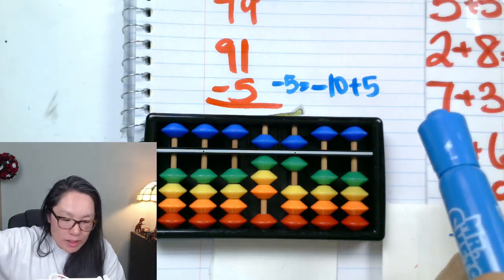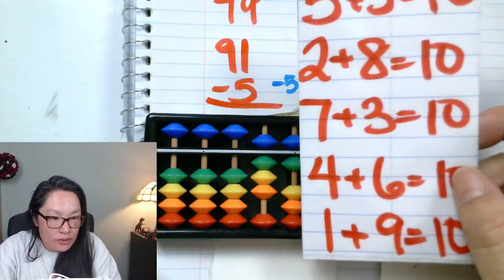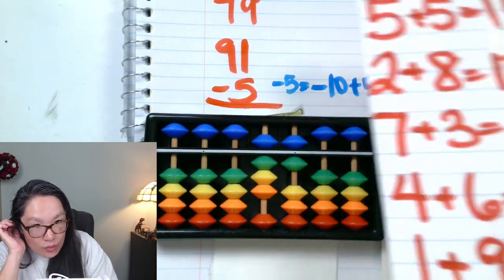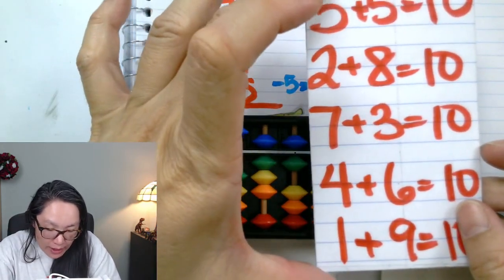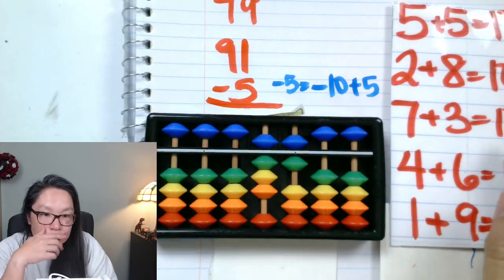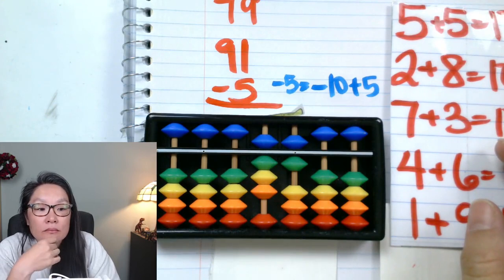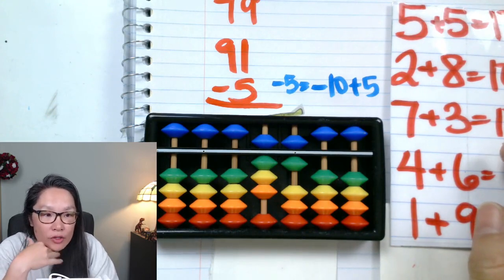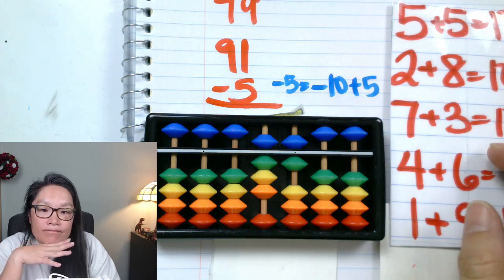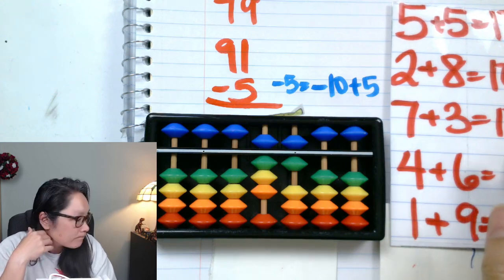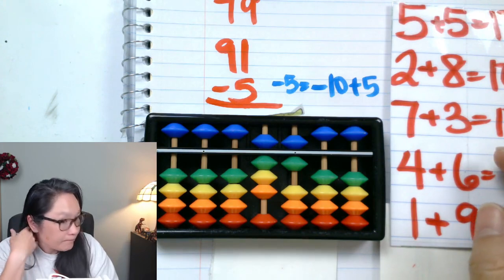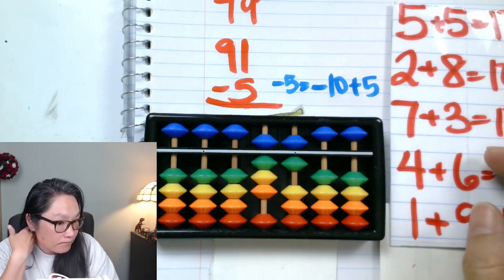See? It's all because we now know their pairs. As long as you know your pairs, you can do anything. Are we ready for a two-step? Okay.